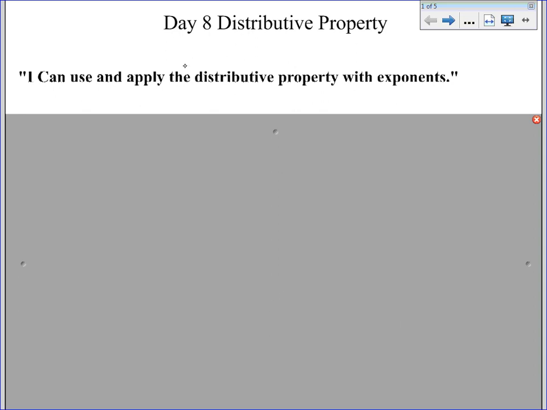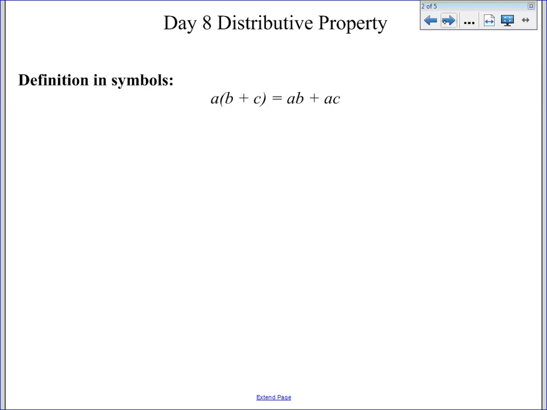Okay, today we're going to continue with the distributive property, but this time you're going to see more distributive property with exponents, and maybe some situations where we're going to have to use the distributive property twice. So let's go ahead and get started.